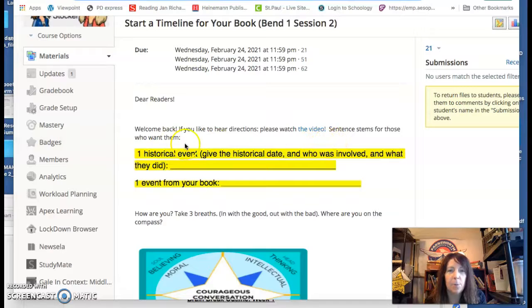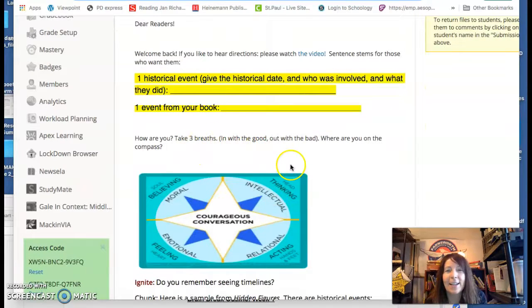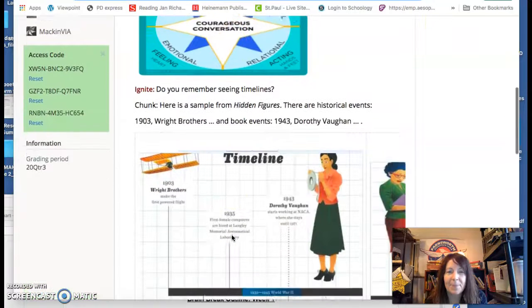Sentence stems for those who want them. One historical event: give the historical date and who was involved and what they did, and one event from your book. How are you? Take 3 breaths, in with the good, out with the bad. Where are you on the compass?